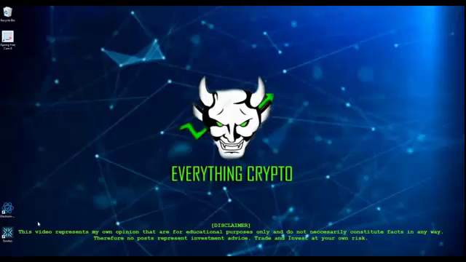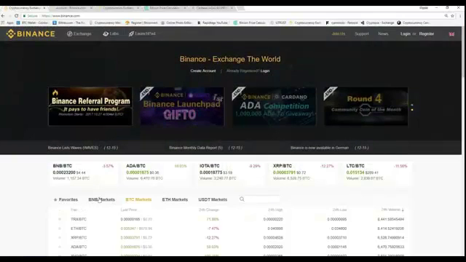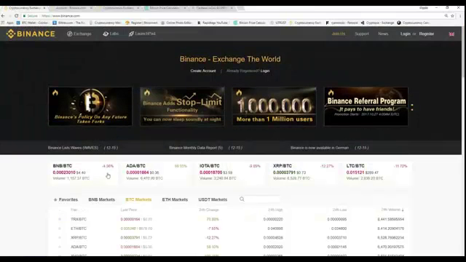The reasoning for this updated version is that Binance implemented new features on their website that could prevent you from losing a lot of money, and that's what it's all about. It's about making those gains and keeping them. So for today we're going to be doing a step-by-step guide on everything you need to know to start trading on the Binance Exchange today.